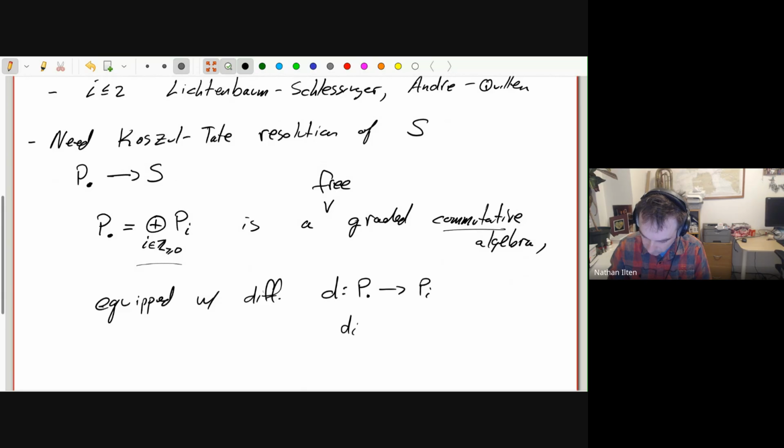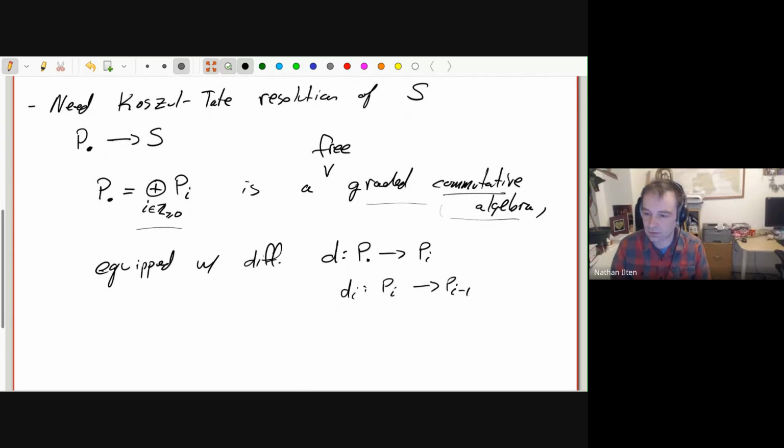So this is, again, using homological convention. So d_i goes from P_i to P_{i-1}. And so this should be a differential in the sense that if I compose d with itself, it becomes 0. It should also respect the algebra structure in the sense that the differential satisfies the graded Leibniz rule. So I'm not going to bother writing this down, but this is an important restriction on the differential. Okay, and so this is what the P dot is.